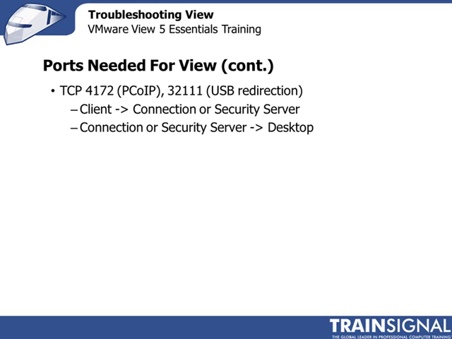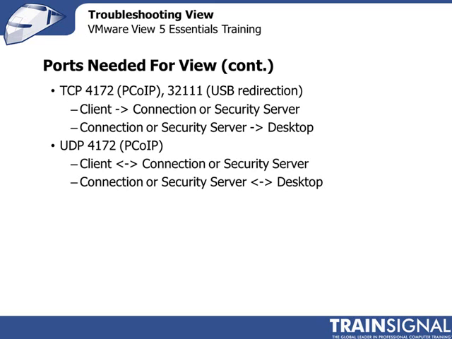When using PC over IP, you'll need to make sure that TCP port 4172 and 32111 are both open between the client and the connection or security server and the desktop. UDP port 4172 will also need to be open for bidirectional communication between the client and connection server or security server, and also between the security server, connection server, and the virtual desktop.